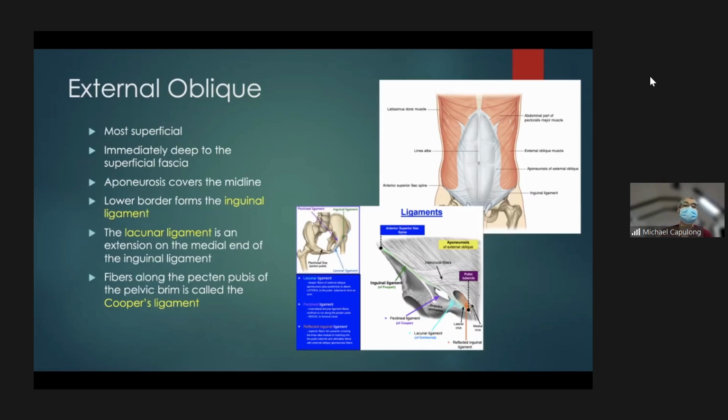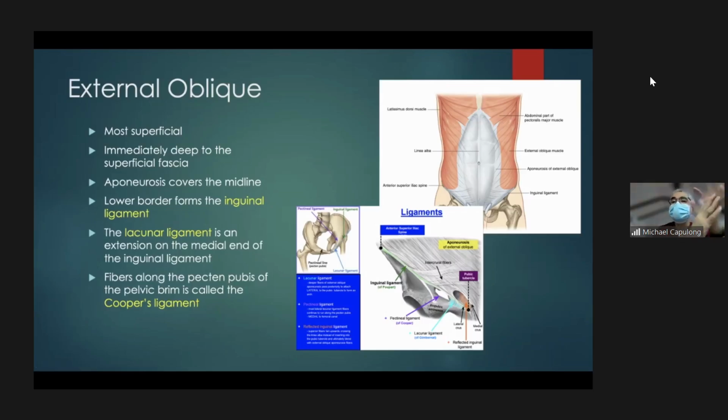With regards to your external oblique, this is the most superficial. This forms part of the inguinal ligament. So here is your inguinal ligament. Now, as it extends beyond the inguinal ligament, you will see an extension of your external oblique muscle, and this is your lacunar ligament, or your Gimbernat's ligament. Now, the fibers of your external oblique along your pectineal line will form part of what we call your Cooper's ligament.